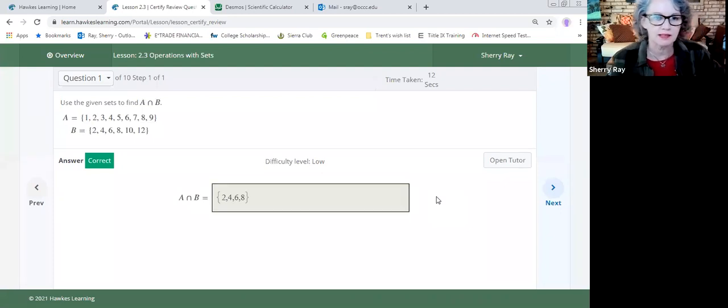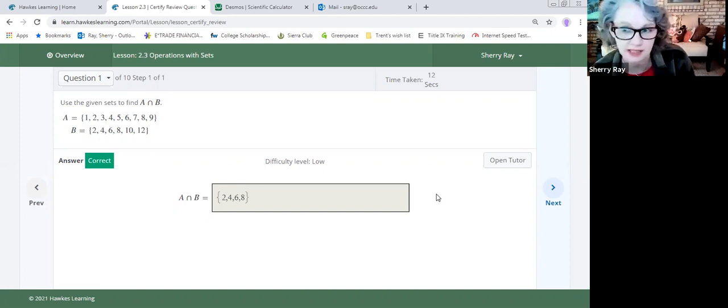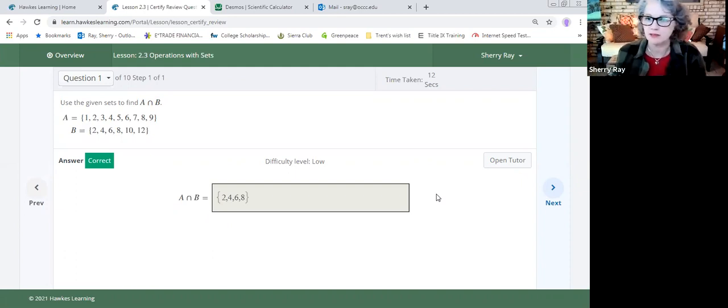Okay, so the N, A intersect B, it looks kind of like a little N or upside down U. That's intersection. That's everything in common with the two sets. And the reason we're doing this set notation and all the set theory is because some of the stuff that we talk about in set theory, we also talk about it in logic, okay? So intersection means the elements that are in common. The elements that are in both sets, set A and set B, would be 2, 4, 6, and 8.